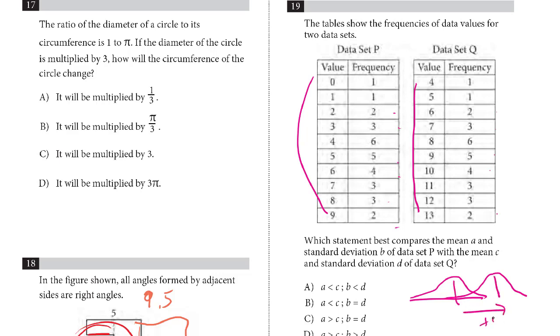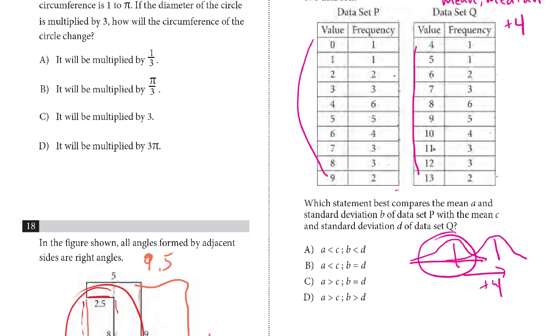more to the right, which means my mean for data set Q and my median will be plus 4, 4 more than P. However, my range, my standard deviation, the distribution of the actual shapes themselves, are exactly the same. So my standard deviation, my range should be the same. So let's take a look. The mean A and standard deviation B of P. So it's A and B with the mean C and standard deviation D of set Q. So that's C and D.